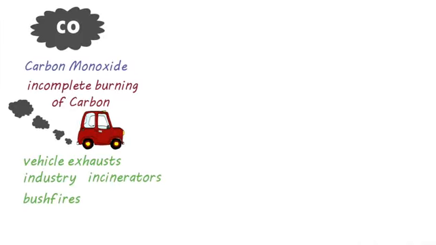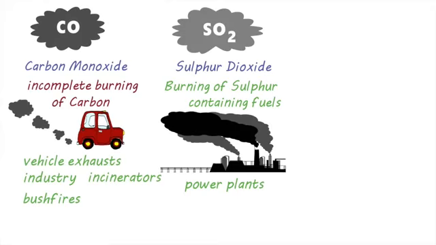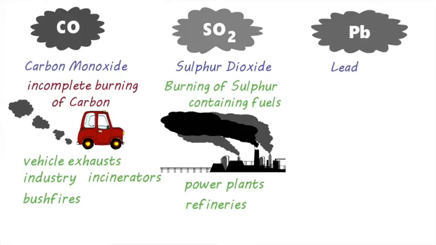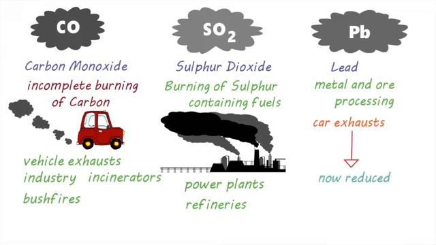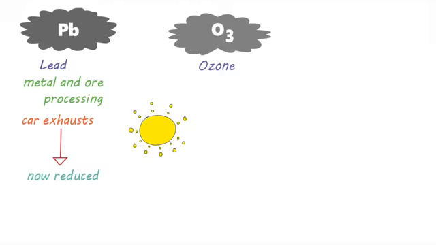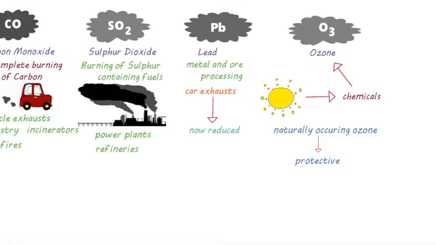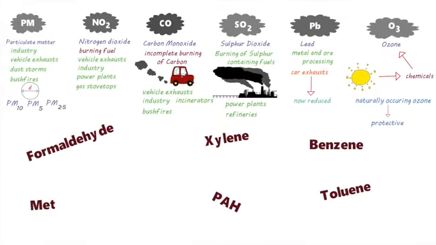Sulfur dioxide is a gas that can be produced when sulfur-containing fuels are burnt during industrial processes like in power plants and refineries. Lead is produced mostly as a result of metal and ore processing. Motor vehicle exhaust used to be a major source of lead pollution. However, regulatory efforts to reduce lead in fuel has led to a massive reduction in lead emissions. Ozone is a gas that is not emitted directly to the air, but is formed as a result of sunlight acting on other chemicals in the air. Ground-level ozone is a pollutant, whereas ozone that occurs naturally in the upper atmosphere has a protective function. There are hundreds of other air pollutants that can lead to adverse health effects.